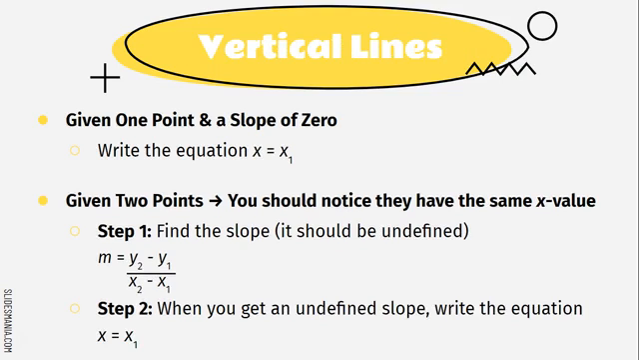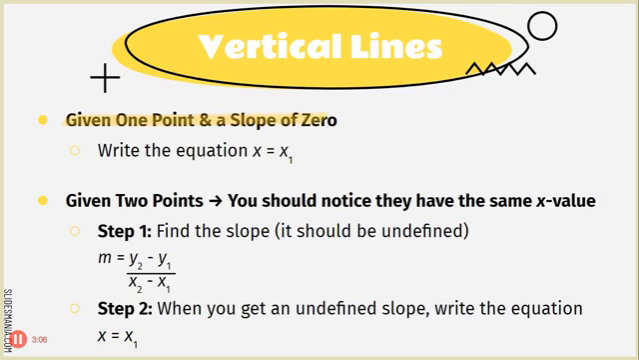Now, vertical lines. Vertical lines are a little bit different. If I give you 1 point and the slope, your slope won't be 0, your slope will be undefined. Your notes actually say undefined; I just have a typo in my slide.